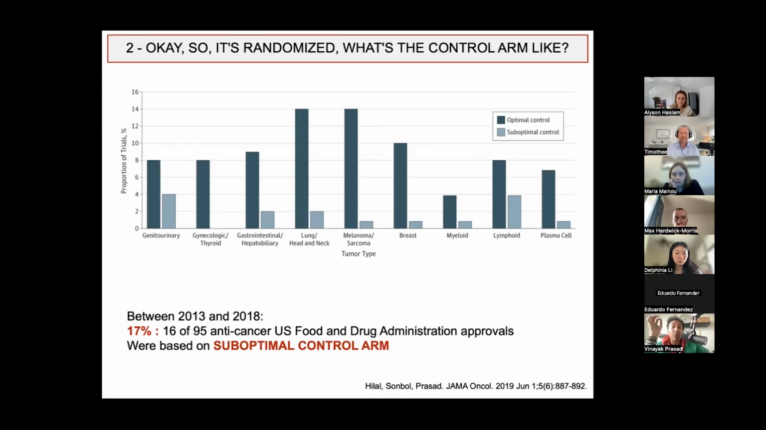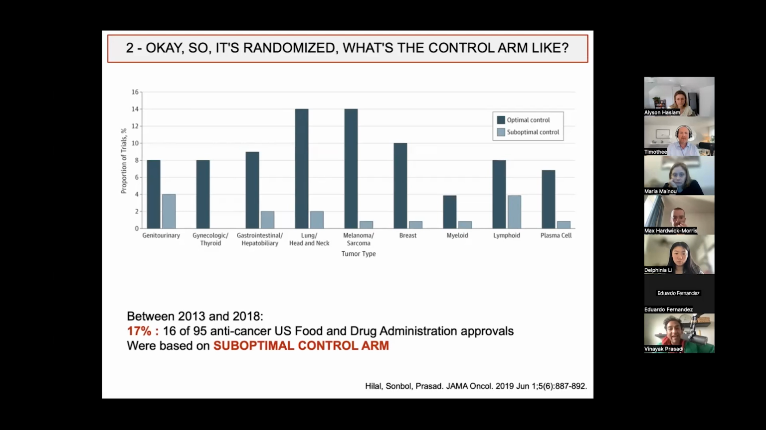I always say a randomized trial can only change your practice if the control arm is as good as your practice. And here, this is an analysis by Talal Halal, where we looked at the quality of control arm for US FDA anti-cancer drug approvals, and we found rather clearly that 17% of US FDA randomized studies use a control arm that was suboptimal. And it's not suboptimal when the trial is being run. It's not suboptimal at the end of the study. It was suboptimal before the trial even accrued patients.